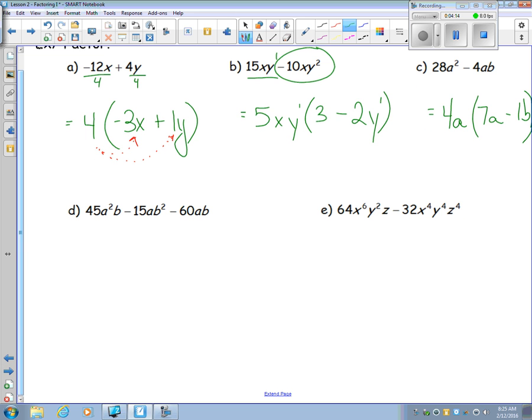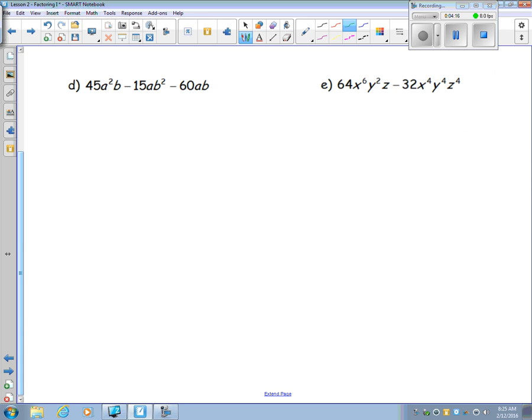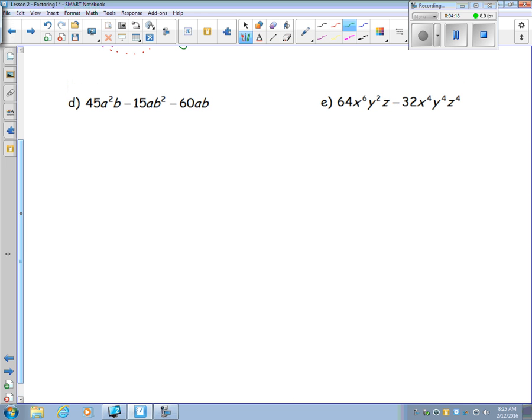45, 15, and 60. Now, yes, they're all divisible by 5, that's for sure. But I want to look for the greatest common factor. My greatest common factor is they're all divisible by 15. Okay, I scan all three of them, and I see they all have the letter a. I've got two a's or one a, though the most I can take out is 1. The trick here is the smallest exponent. That's all you can really take out. I notice they all have a b in them too. And again, the smallest exponent on a b is a 1. So that's the most I can take out. Let's divide.